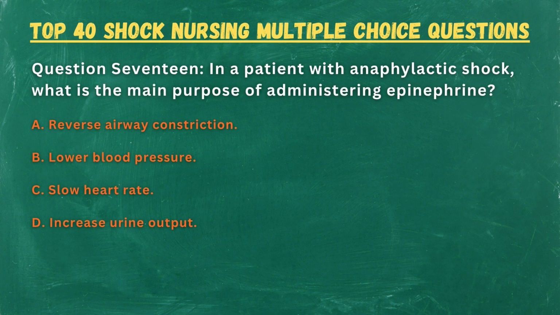Question 17. In a patient with anaphylactic shock, what is the main purpose of administering epinephrine? A. Reverse airway constriction. B. Lower blood pressure. C. Slow heart rate. D. Increase urine output. Answer: A. Reverse airway constriction.